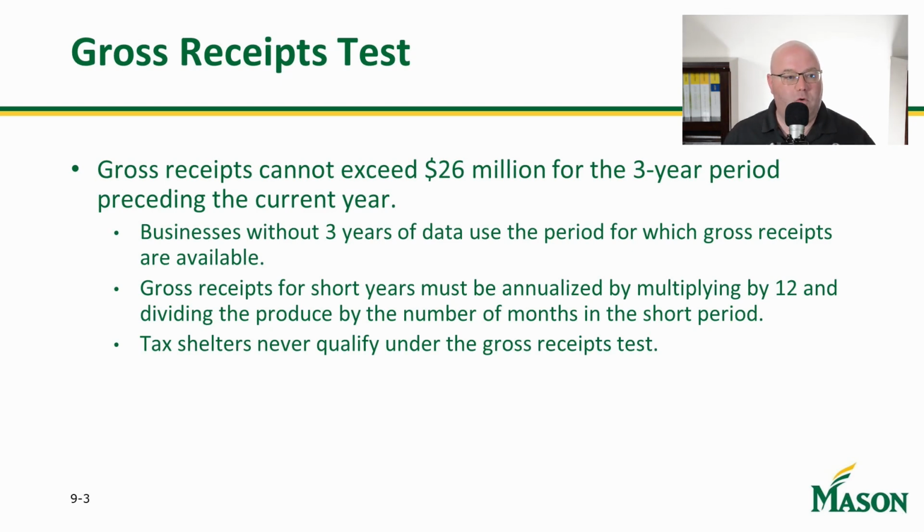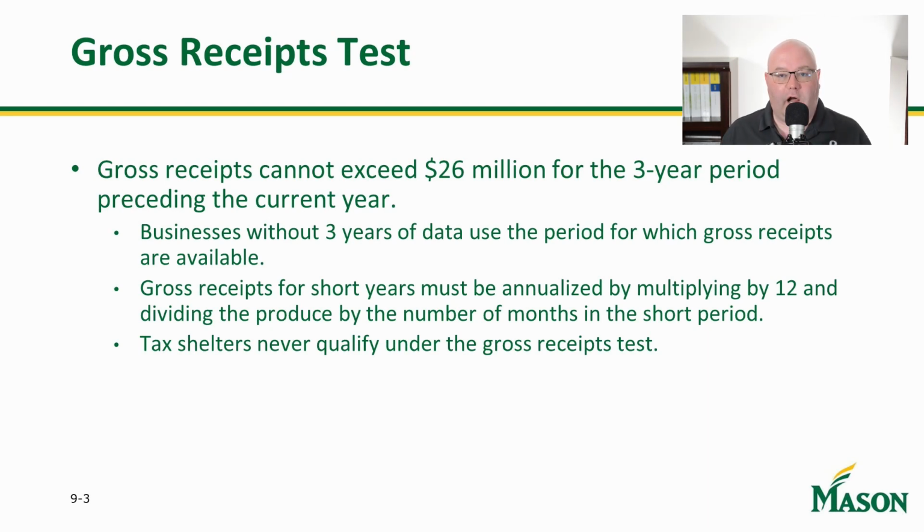And there's a few things that they say. A business without 3 years of data uses the period for which gross receipts are available. So for example, in your first year of operation, if you have gross receipts of say, $24 million in your first year. I mean, I wish my business had $24 million the first year. But that would be what you use. If you have 2 years of income, you're going to average the last 2 years. And if you have 3 years of income, you're going to use the last 3 years. And so that's kind of how that works out.